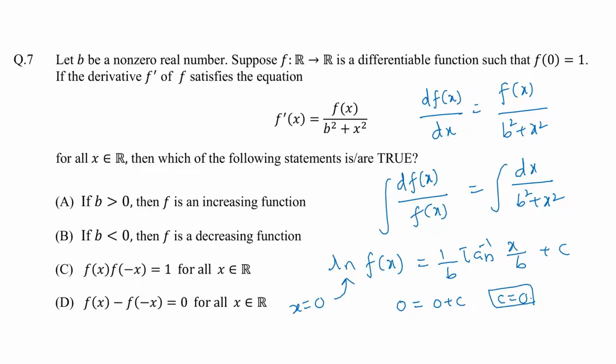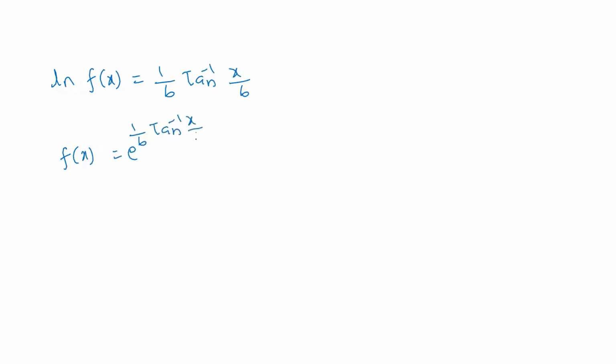So that means ln f(x) is equal to 1 upon b tan inverse x upon b. From here we can write the function f(x) as e raised to 1 upon b tan inverse x upon b. So this is what we got as the function.